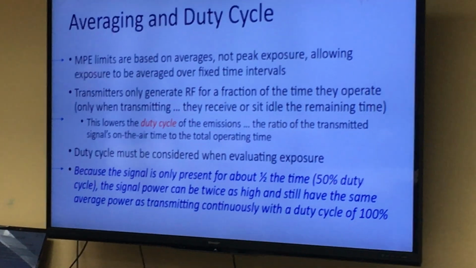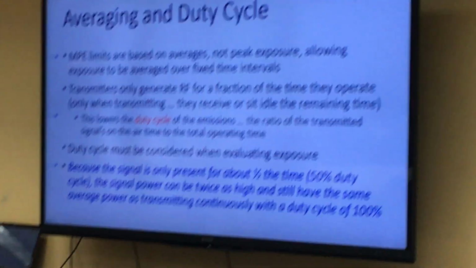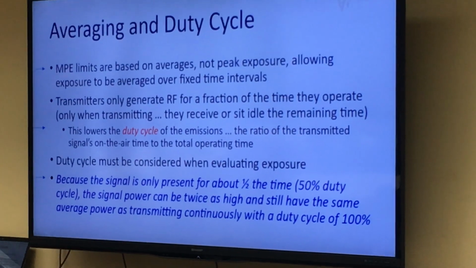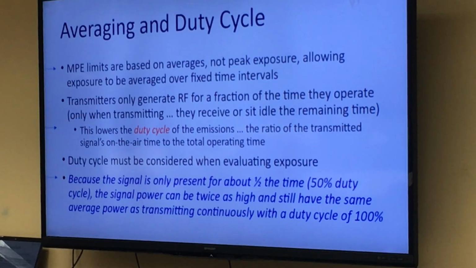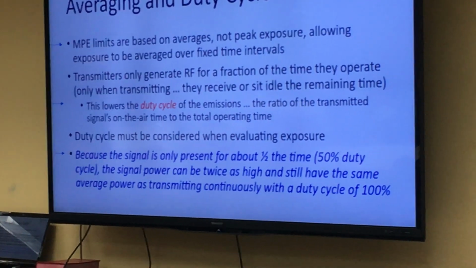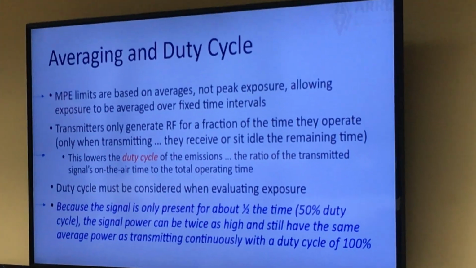Maximum exposure is based on an average and not a peak, which is really good, because if it was a peak, then you would be much more restricted on where you can and how much power you could run. This has to do with the duty cycle of your emission, and we'll talk about that in just a little bit.